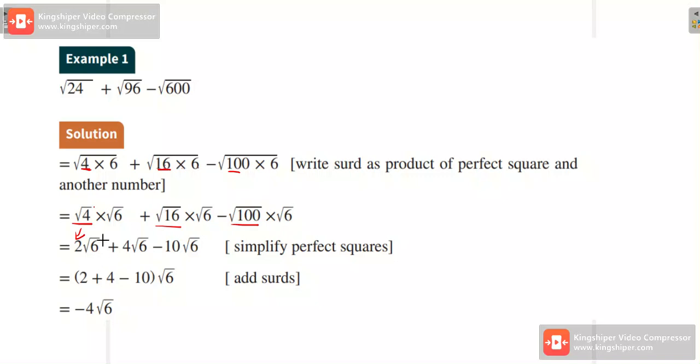Finally, we see that there is root 6 here, root 6 here, and root 6 here. So we factorize the root 6 out. Then we are left with the rational numbers, which is 2 plus 4 minus 10, put in parentheses, then root of 6. And that gives us negative 4 root of 6. That is the solution to example 1.